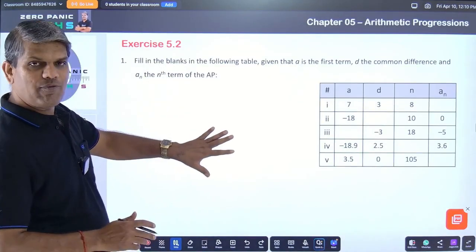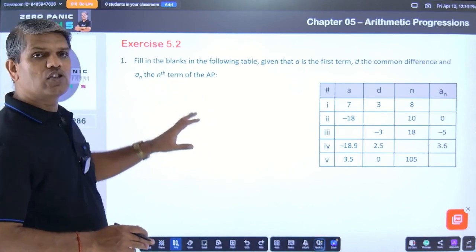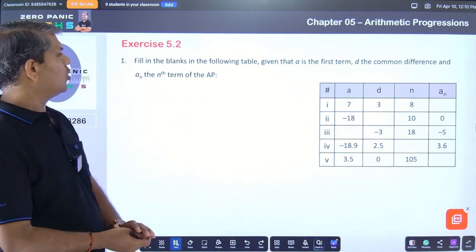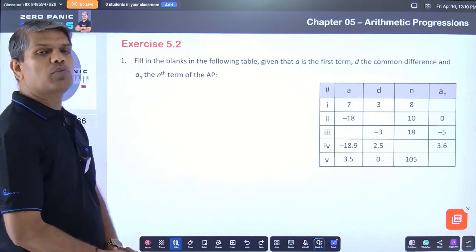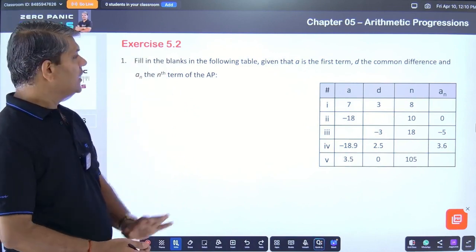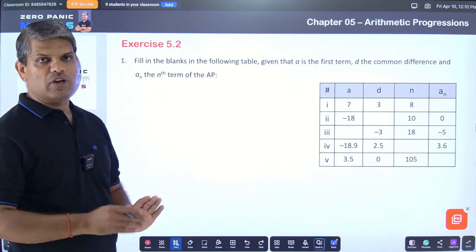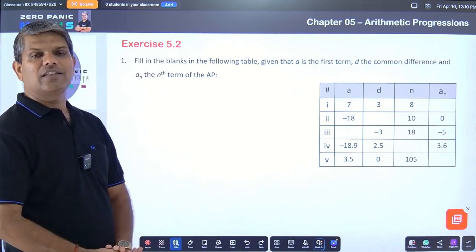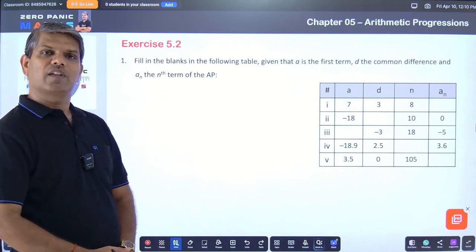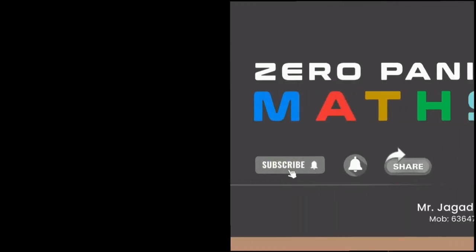Using the same formula we are going to resolve some of the exercise problems also. So let us start with exercise problem 5.2, which also depends on the same formula. Let us start that in the next session. Thank you.